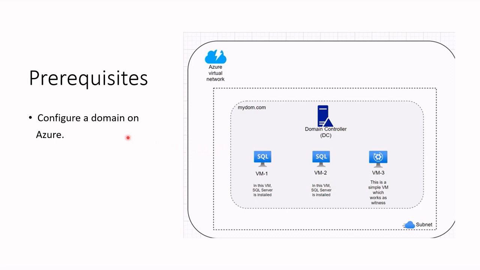First of all, there is a prerequisite before moving forward. Please configure a domain on Azure with one domain controller and two SQL Server replicas located in the same domain and in the same subnet. You can also add a witness server to the same subnet according to your preference. We will configure the cluster by using VM1 and VM2. We will also add VM3 as a witness in future videos.